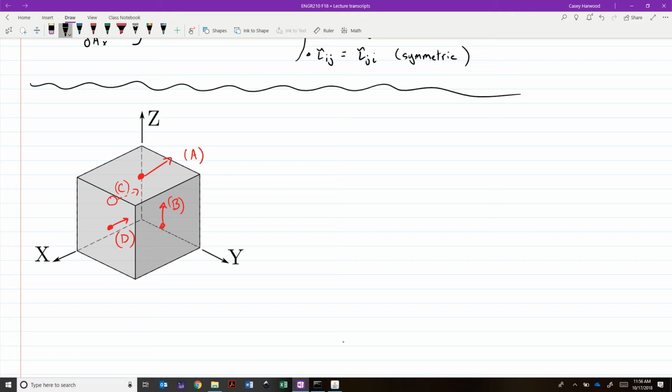For example, for A here, we would say the unit vector is pointing in the z direction, so this is delta Az for this face up here. What direction is the force facing? In the x direction, but is it positive or negative? The unit vector is in the positive z direction, the force is in the negative x direction. So we would write that A is negative tau zx.